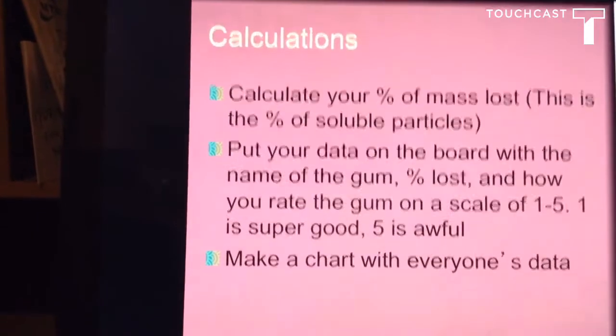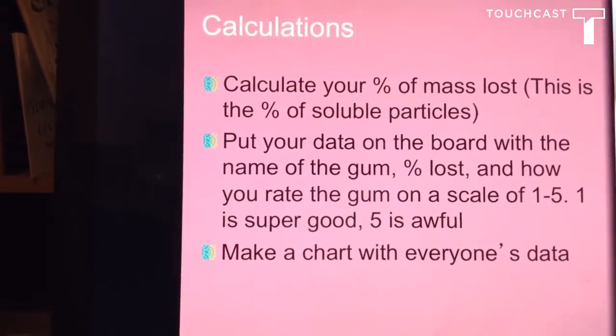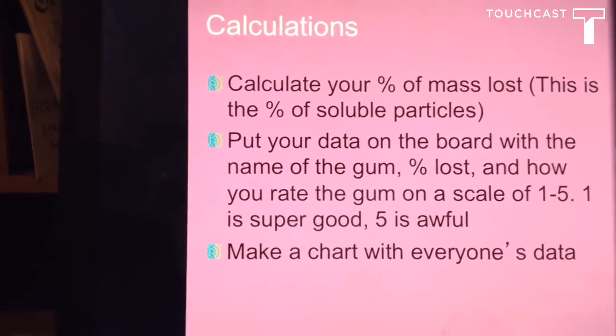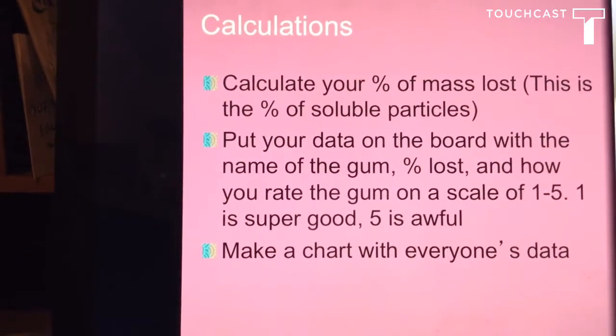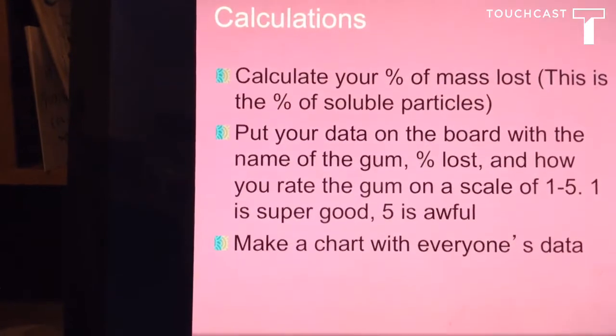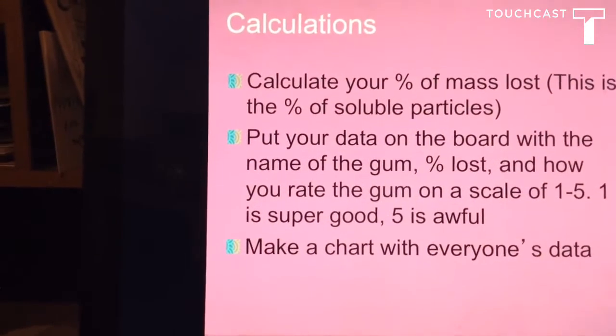All right, normally what we'll do is put our data on the board with the name of your gum, percent lost, and how you rate the gum on a scale of 1 to 5. 1's super good, 5's awful. And then you need to make a chart with everyone's data. All right, so we can put this on the whiteboard.